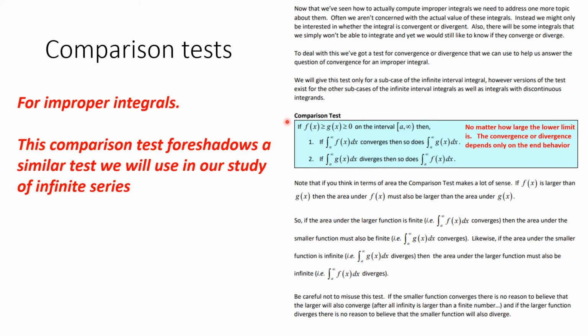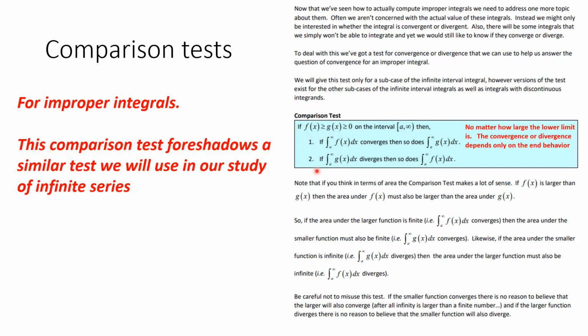So if f of x is bigger than or equal to g of x is bigger than or equal to 0. So both must be positive, and in our case here, f is the largest one on the interval from a to infinity. And this a could be any number, no matter how big. Then there are two conditions. If the improper integral from a to infinity of f of x dx converges, then so does the improper integral from a to infinity of g of x dx. So if the top one converges, that means the lower one converges.